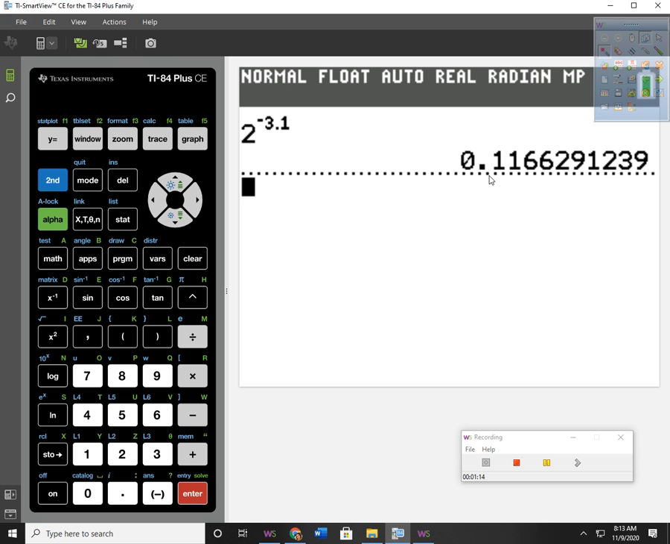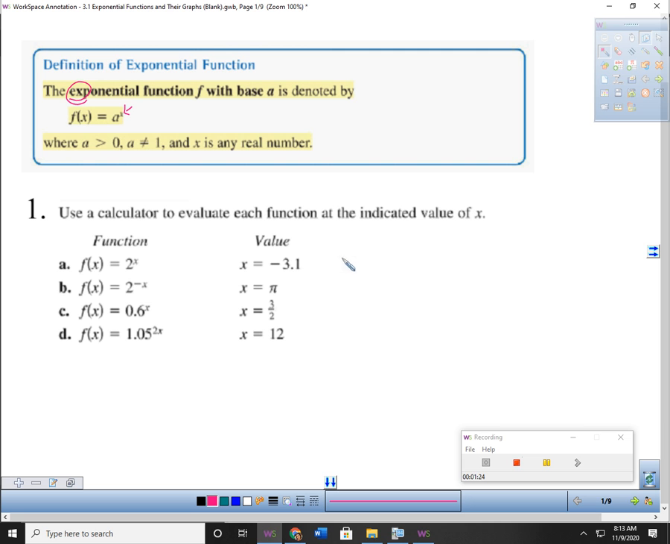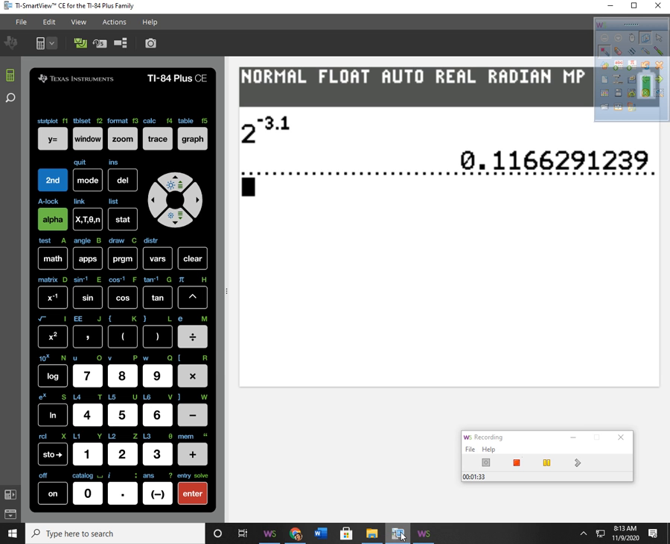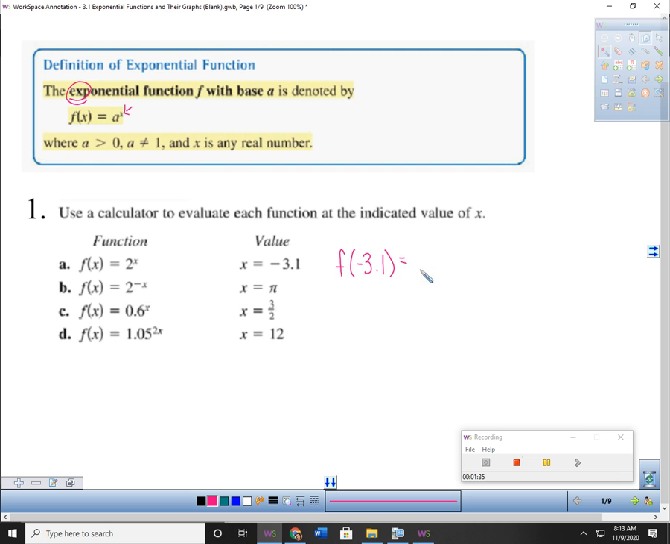And that gives me 0.11. We'll just round to the third one over. So 0.117. So f of negative 3.1 is equal to 0.117. So we all kind of remember how to do that, right?